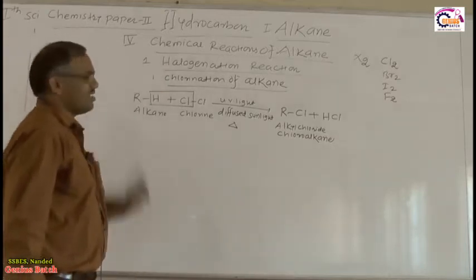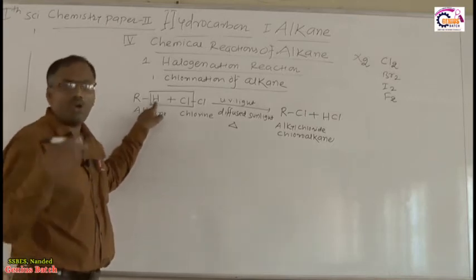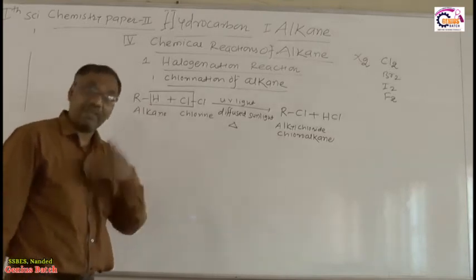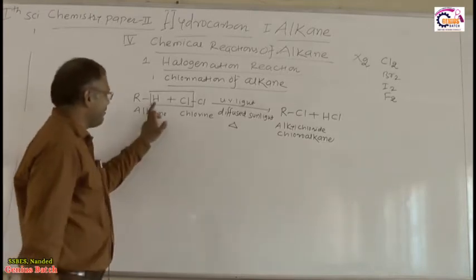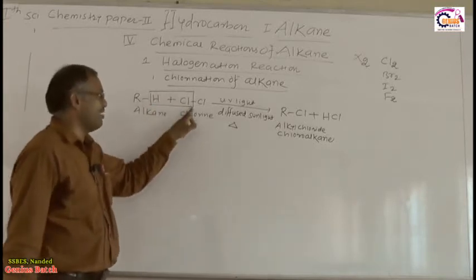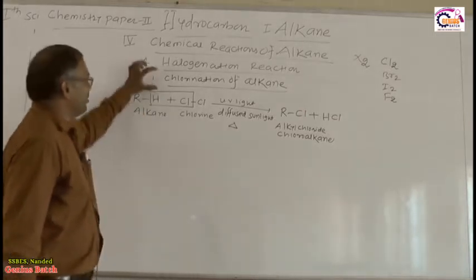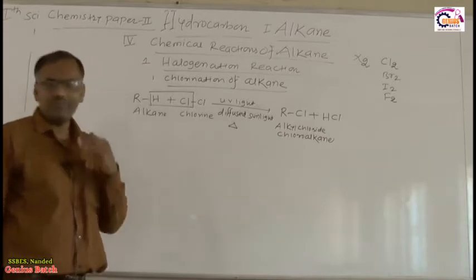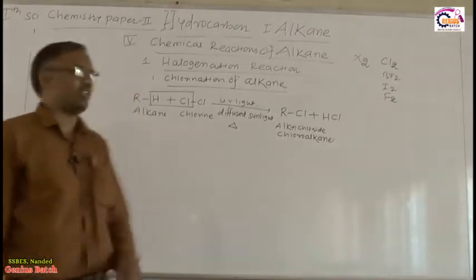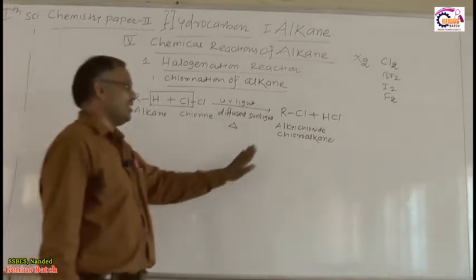So what is meant by chlorination of alkane? The reaction which involves the replacement of one or more hydrogen atoms of alkane, one or two or three or more than three may be replaced, by the same number of chlorine atoms is called chlorination of alkane. What is meant by chlorination of alkane? The reaction which involves the replacement of one or more hydrogen atoms of an alkane by the same number of chlorine atoms is called chlorination of alkane.